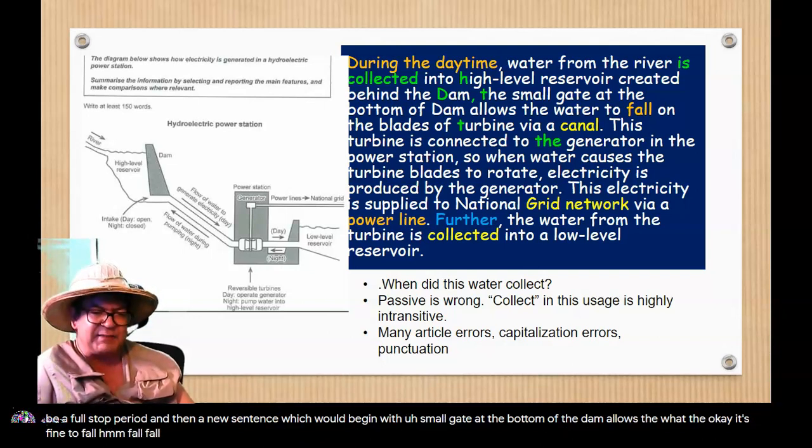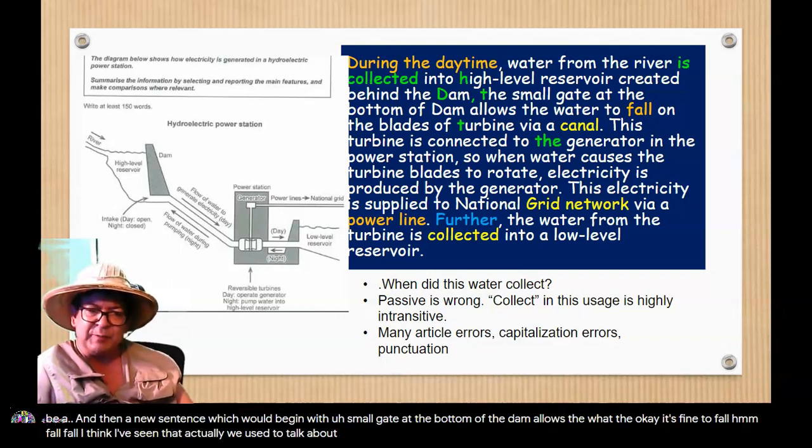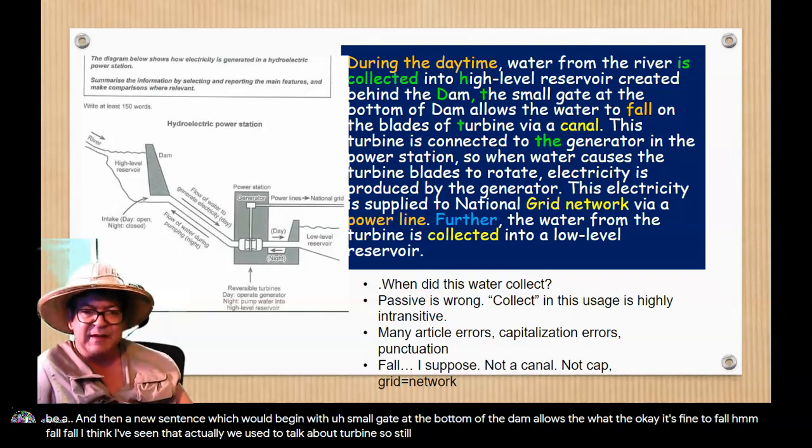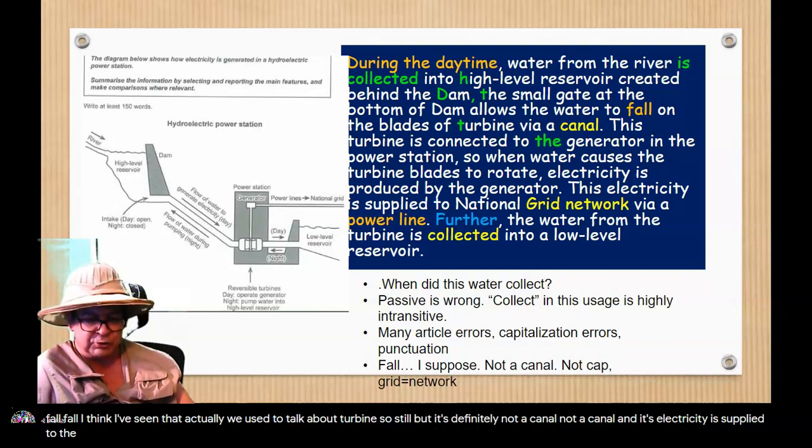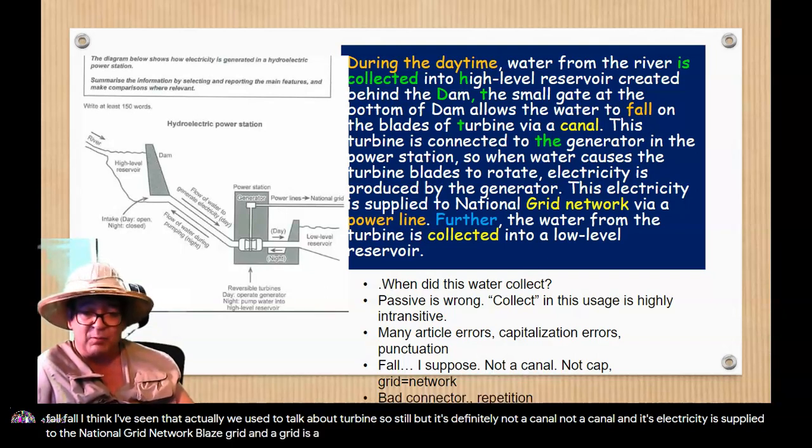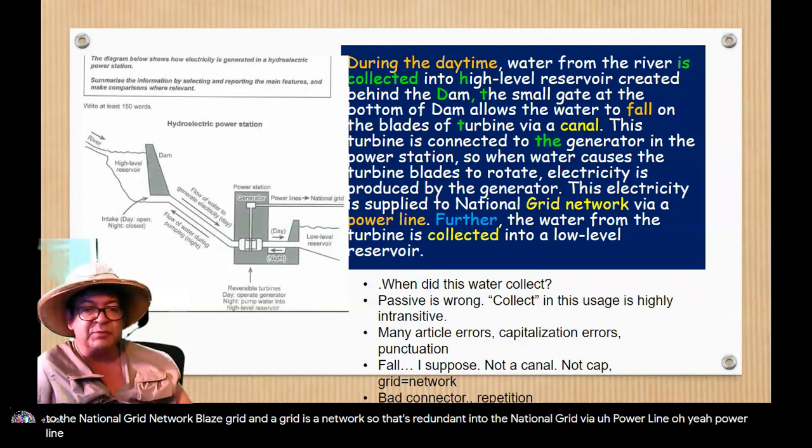Fall. I think I've seen that actually used to talk about turbines, so still, but it's definitely not a canal. Not a canal. And this electricity is supplied to the National Grid Network. Well, you don't need to capitalize grid, and a grid is a network. So that's redundant. Into the national grid via a power line. Oh yeah, power line, just one.